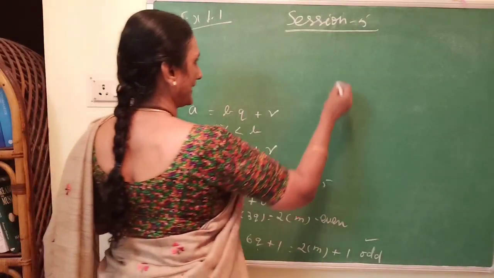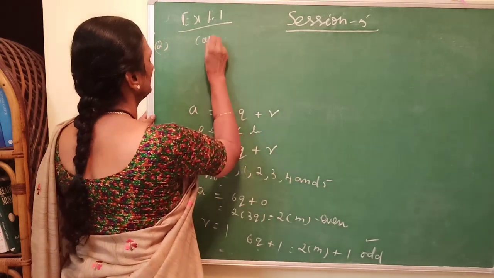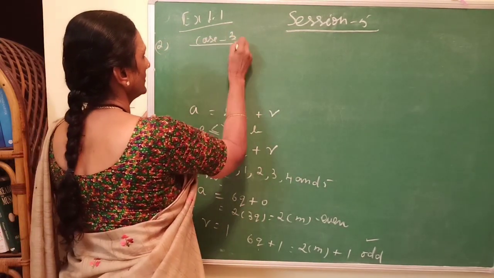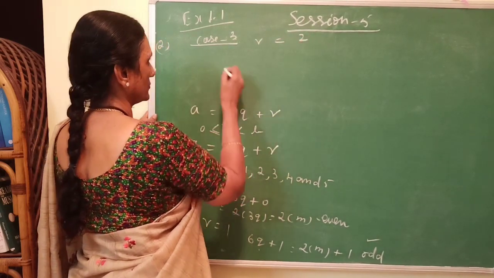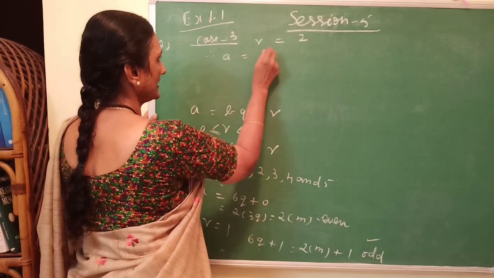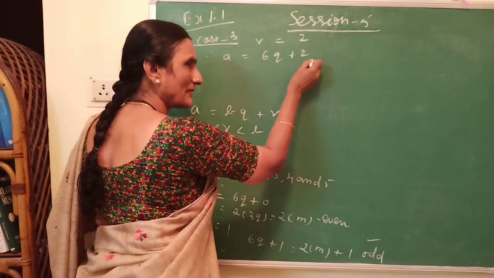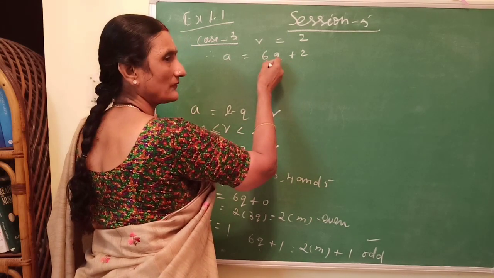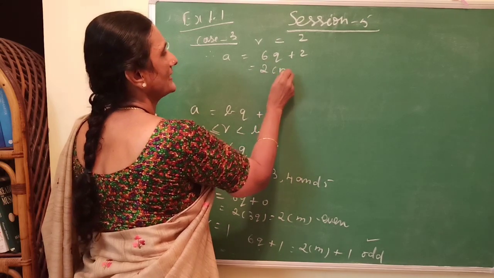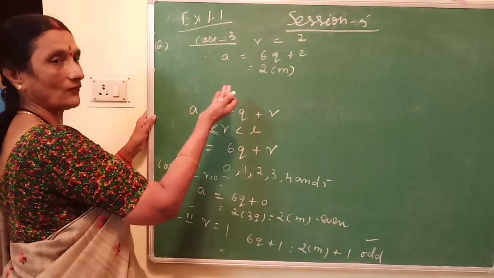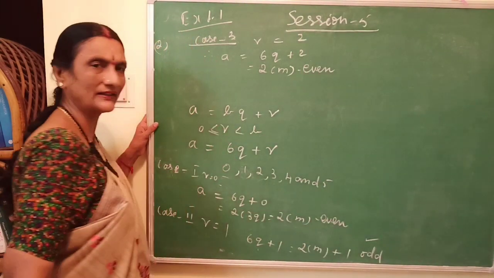To analyze the next case, we can write here case 3. So case 3 is what? We have finished 1, it is 2. Therefore, your a is equal to 6q plus 2. 6q plus 2, what? This is a multiple of 2 again, because 2 into 3q plus 1. Therefore, the whole thing is a multiple of 2. Therefore, what do we get here? It's even, which we are not considering.